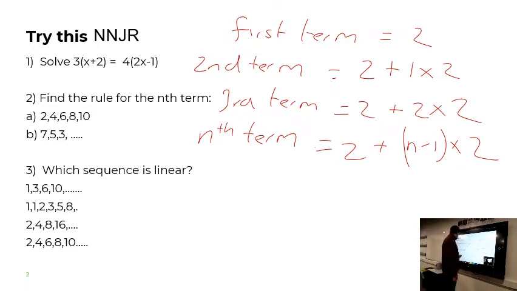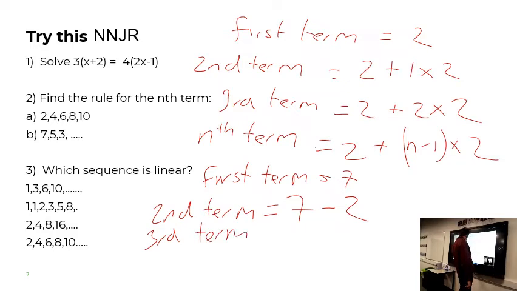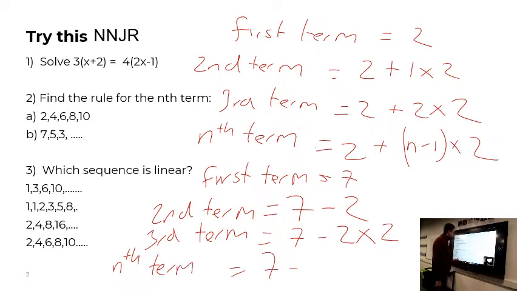Okay, for part B, first term is equal to 7. Second term, we are subtracting 2 just once. Third term, we are subtracting 2 twice. So for the nth term, we'll be subtracting 2, n minus 1 times.